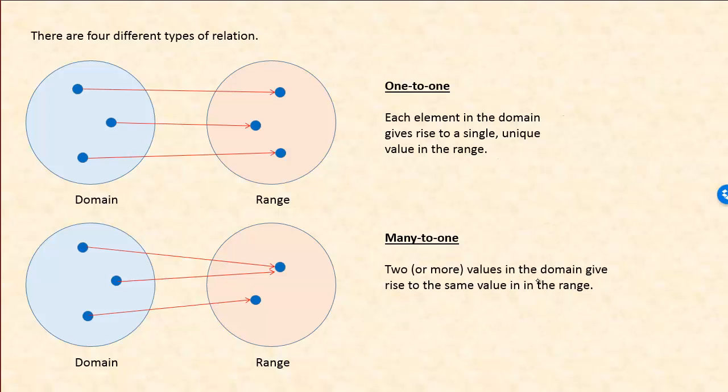2 or more values in the domain give rise to the same value in the range, as we've seen here. This only needs to occur for one pair of values to make this relation many-to-one. So it doesn't matter if all of them are like this except just one pair, it becomes a many-to-one function.